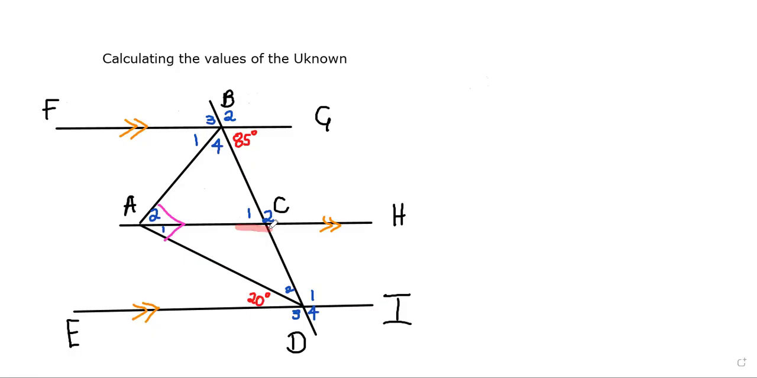So as you can see, we have parallel lines right there. And since we have parallel lines, you know that A1 is going to be equal to that 20 degrees, because those are alternating angles, right? So I'm just going to say angle A1 is equal to 20 degrees.